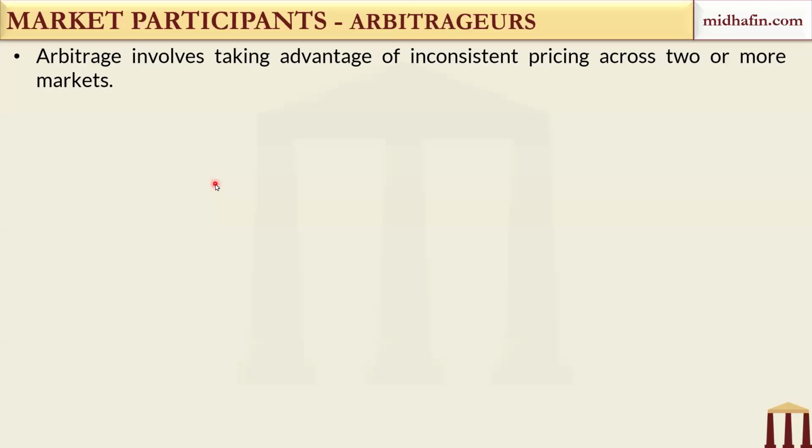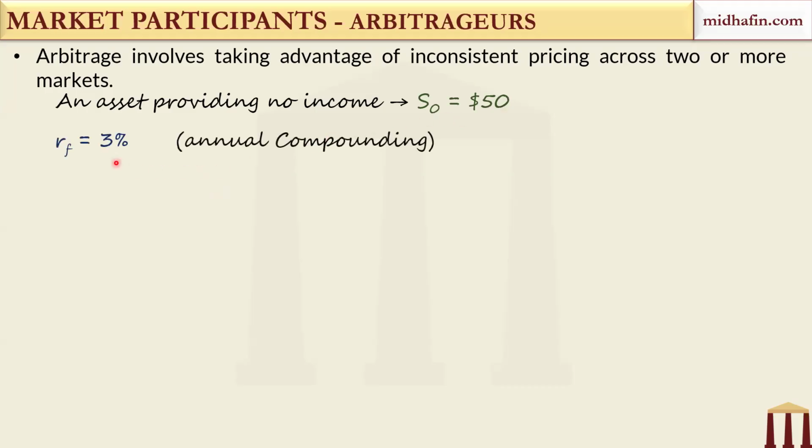Let's take an example. Say you have an asset providing no income. The current spot price is $50. The annual risk-free rate is 3%, compounded annually. We'll also see this in today's lecture: properties of interest rates, what is meant by annual compounding, semi-annual compounding, and so on. But for simplicity, I think all of you are already aware of the basic compound interest idea. So R is equal to 3%.